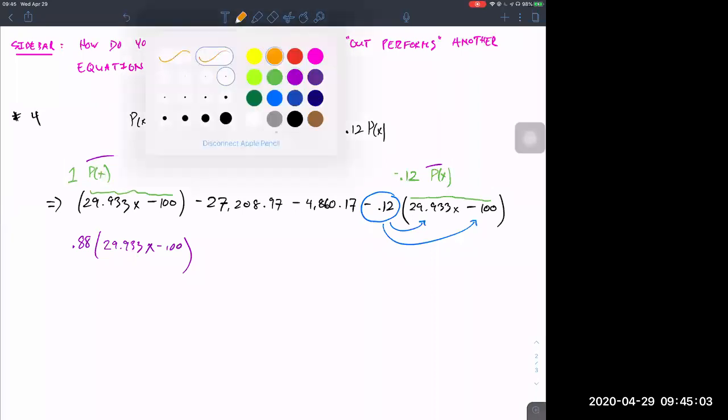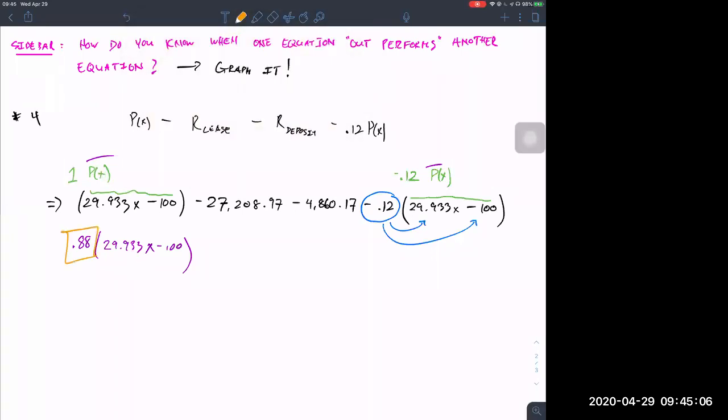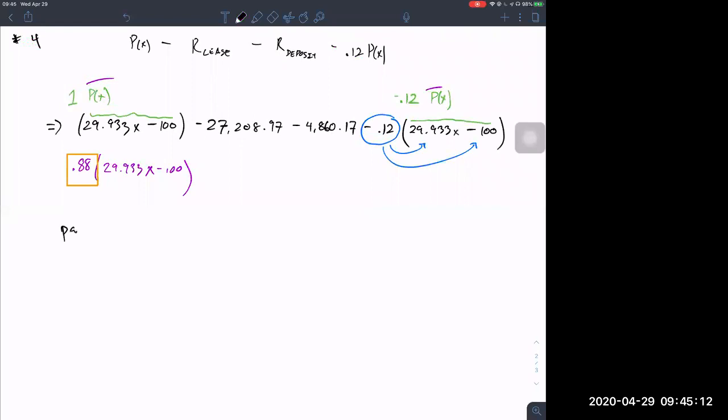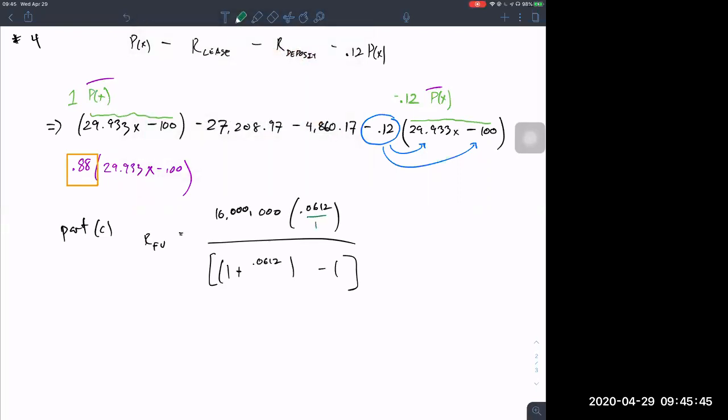This is the question here. Just put that there. Now specific to the problem itself, part C, if you're worried about syntax, let me write out at least the setup for the formula. 10 million, 0.0612, 1 plus 0.0612 minus 1 over 12 over 12.